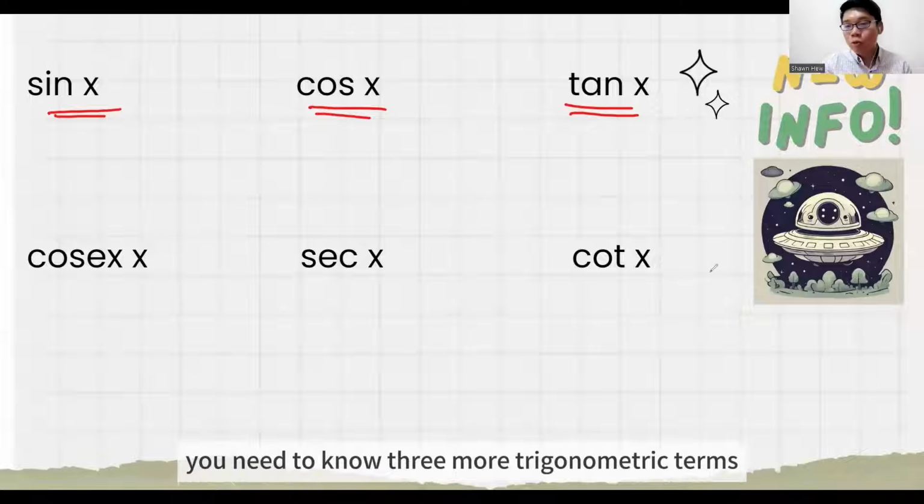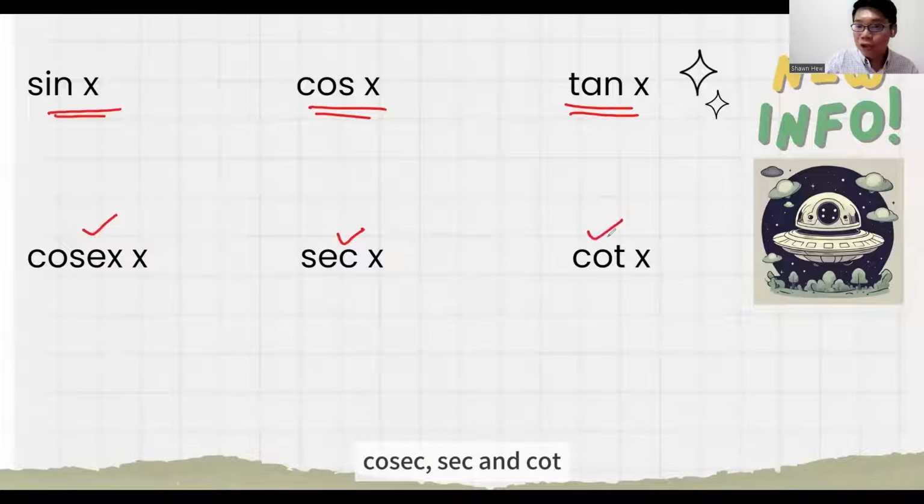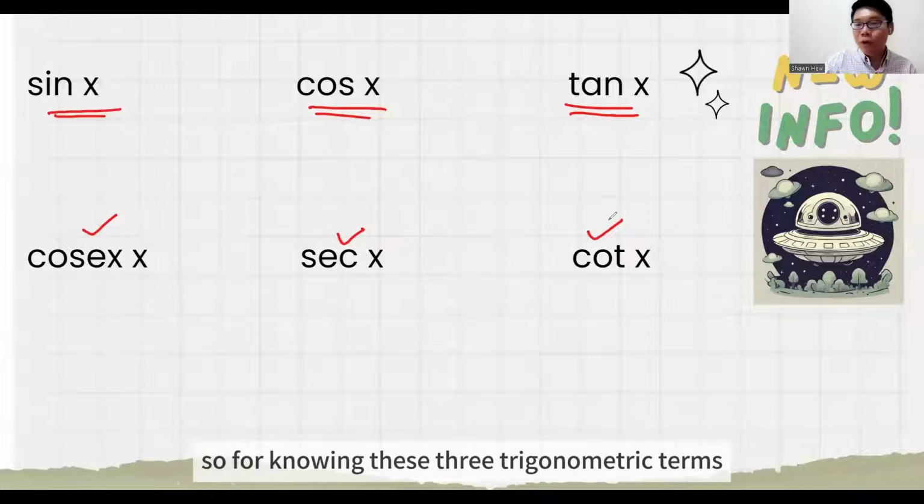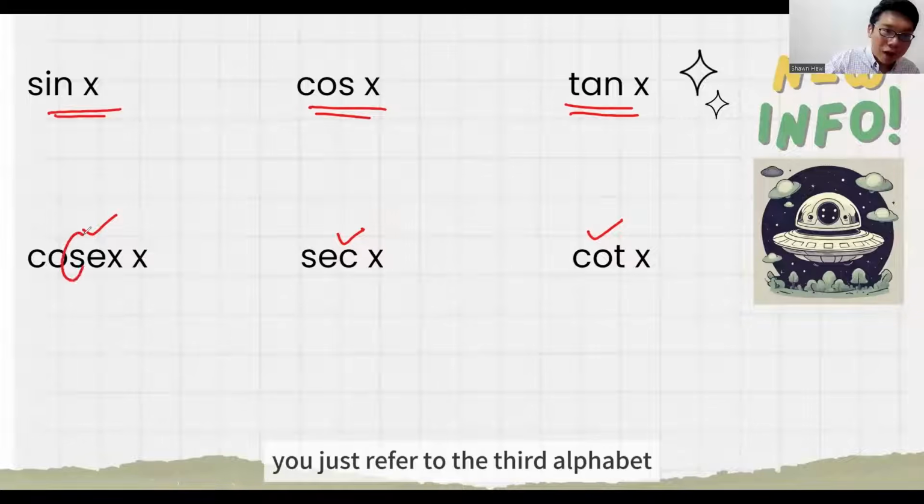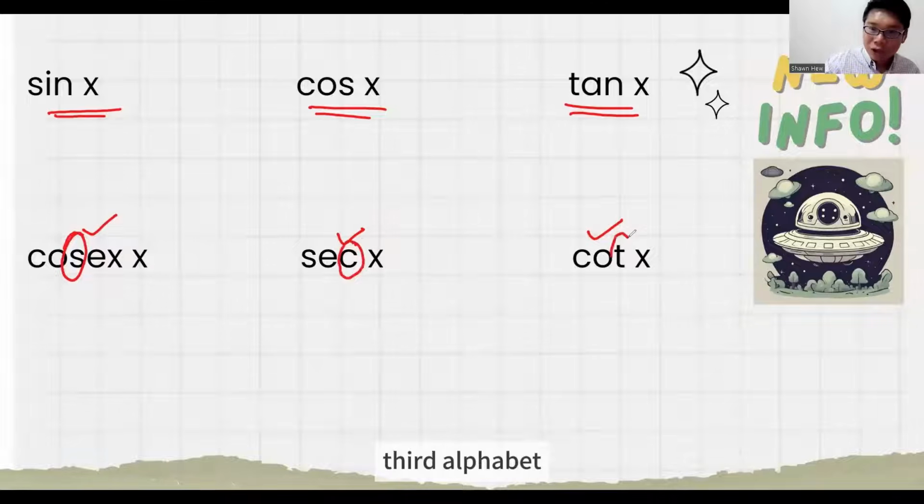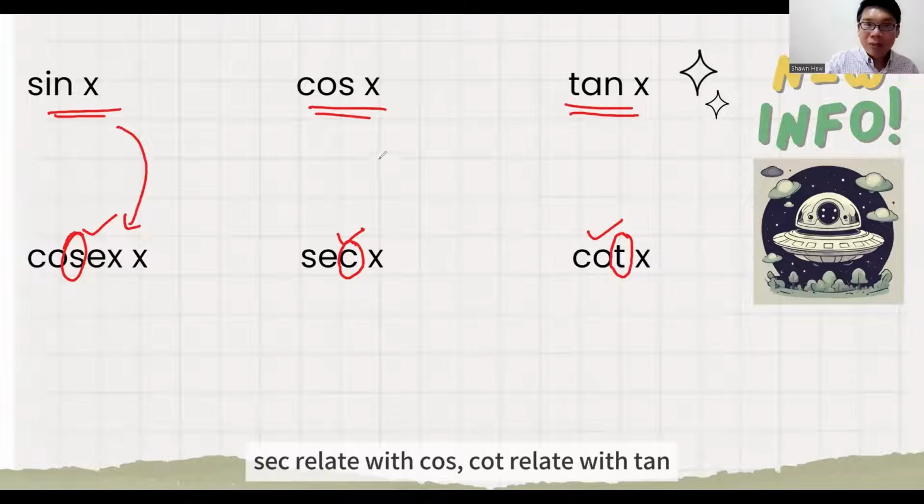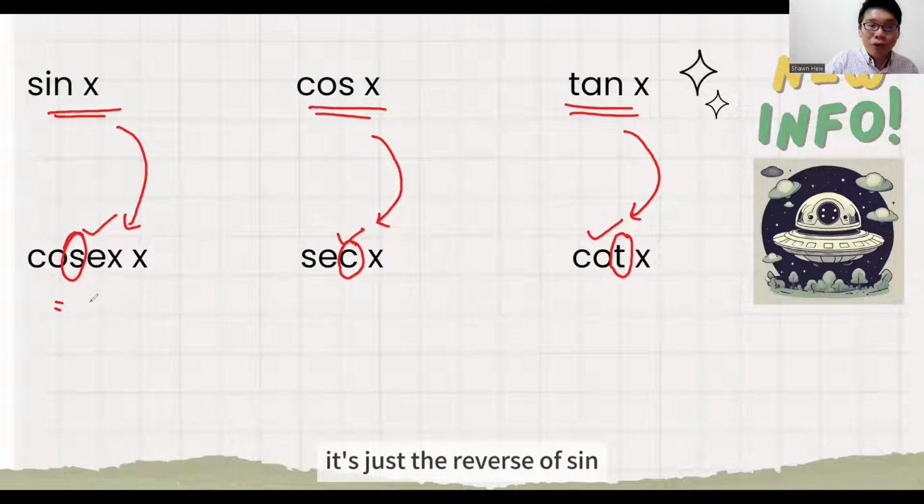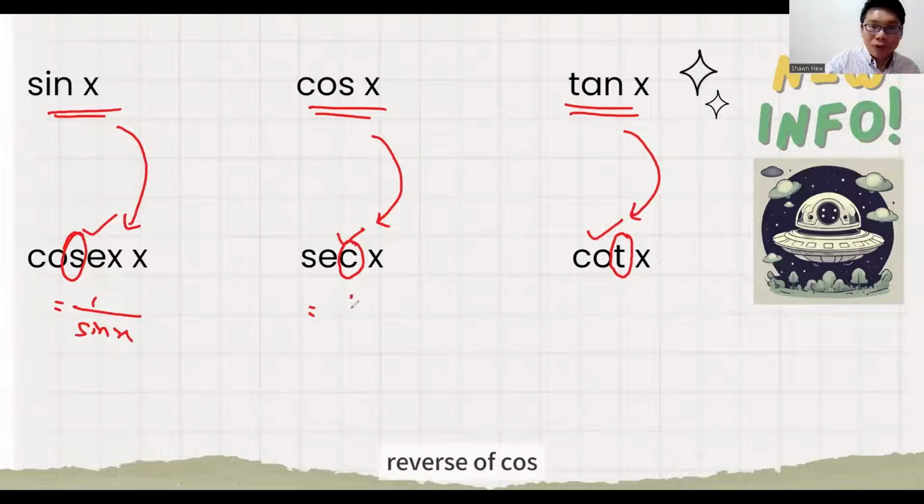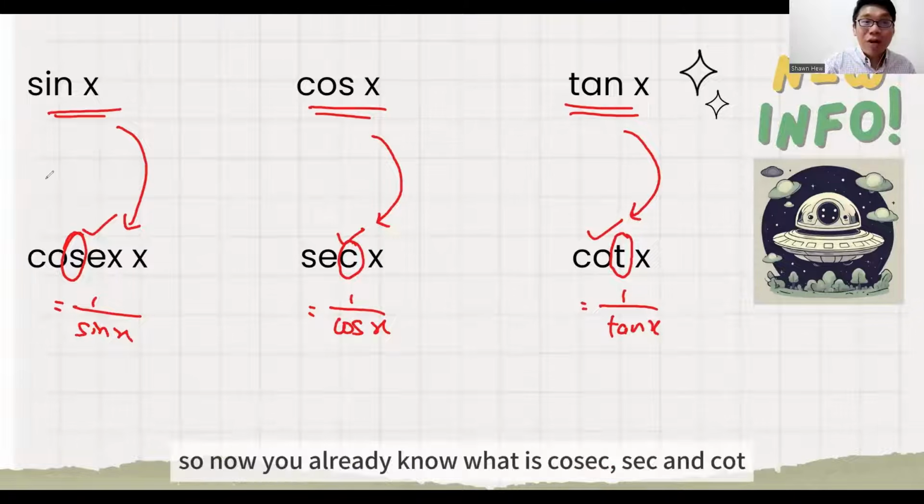But in Additional Maths, you need to know 3 more trigonometric terms: cosecant, secant, and cotangent. You need to know what those are. To remember these 3 terms, you just refer to the third letter. So cosecant relates with sine, secant relates with cos, cotangent relates with tangent. It's just the reverse of sine, reverse of cos, reverse of tangent. So now you already know what cosecant, secant, and cotangent are.